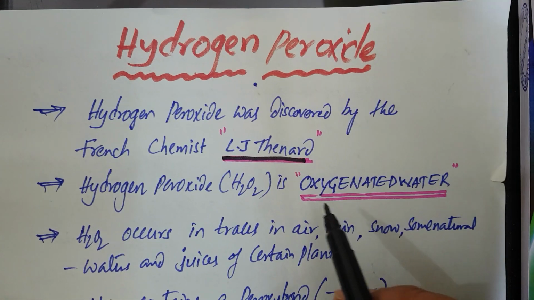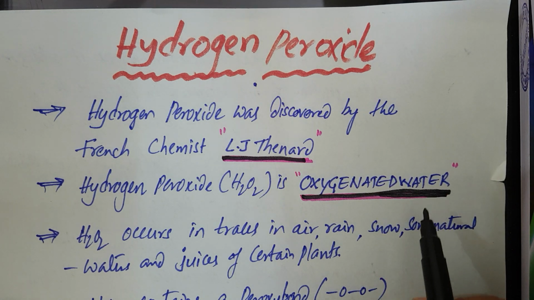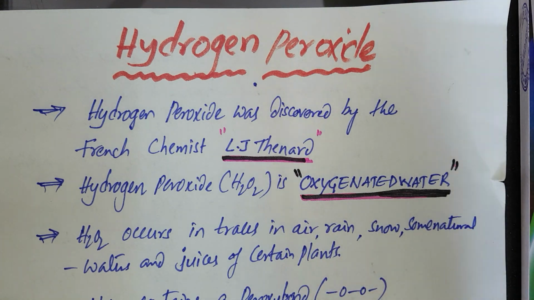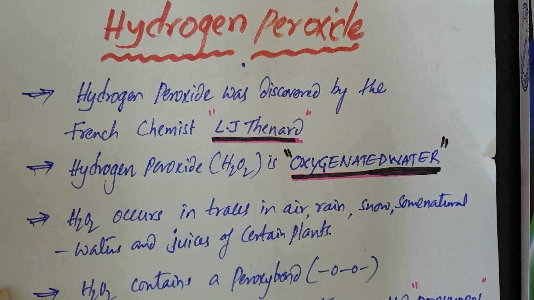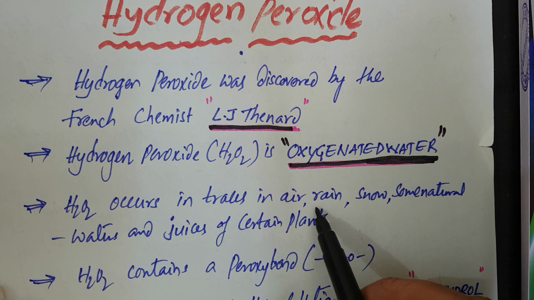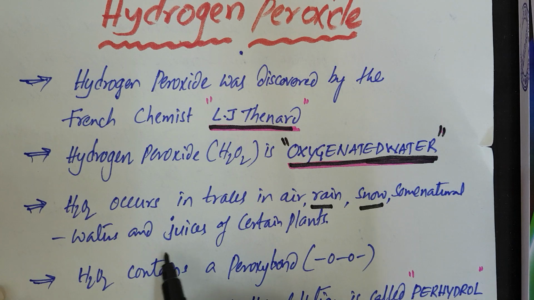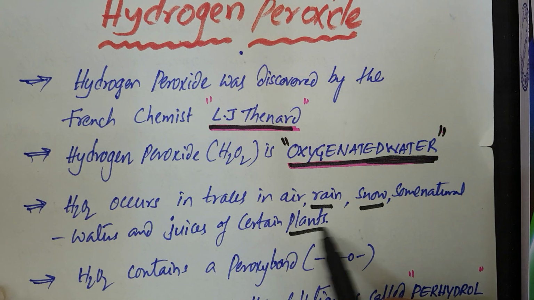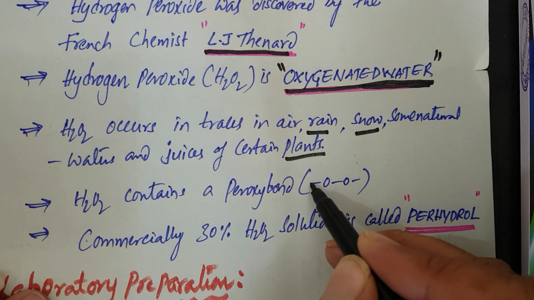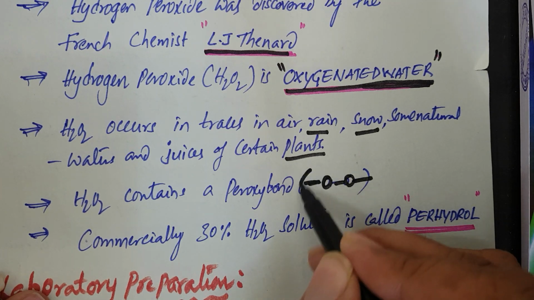Hence, hydrogen peroxide is also called oxygenated water. Hydrogen peroxide is also called what? Oxygenated water. Next point, hydrogen peroxide generally occurs in traces in air, rain, snow, some natural water and juices of certain plants also. Next point, very important, in any compound, OO bond is known as peroxy bond.